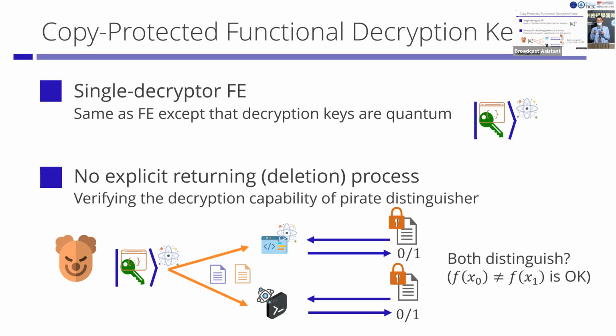preventing copying of the functional decryption key. Because if the adversary can succeed in copying the functional decryption key, the adversary trivially wins this game. This is single decryptor functional encryption.